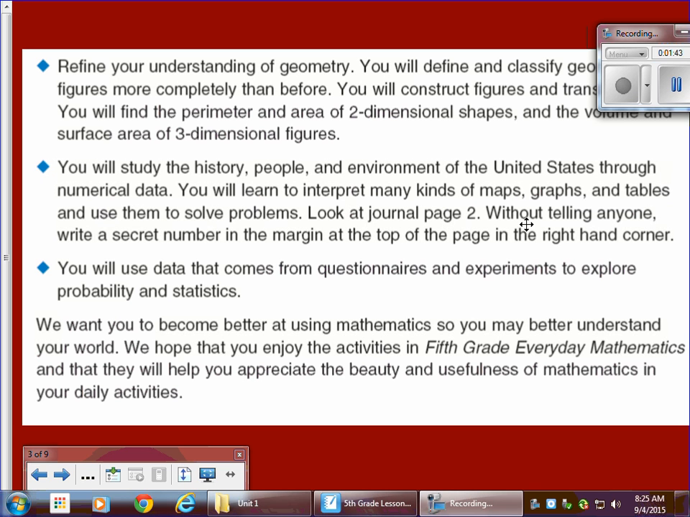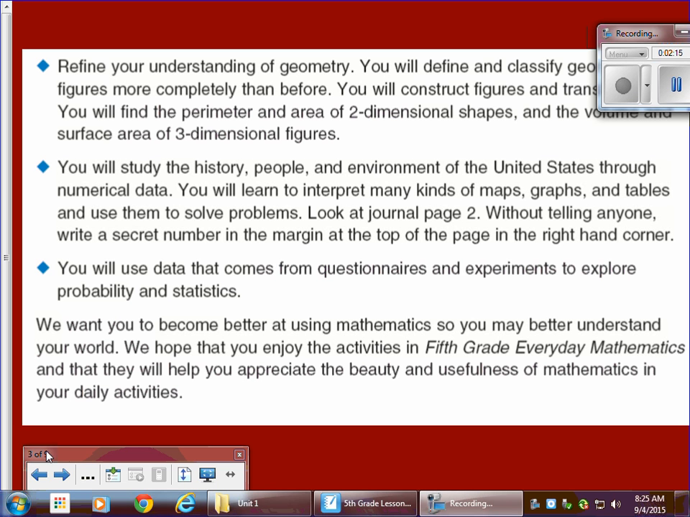Look at journal page 2. Without telling anyone, write a secret number in the margin at the top of the page in the right-hand corner. You will use the data from the questionnaires and experiments to explore probability and statistics. We want you to become better at using mathematics so you may better understand your world. We hope that you enjoy the activities in fifth grade Everyday Mathematics and that they will help you appreciate the beauty and usefulness of mathematics in your daily activities.